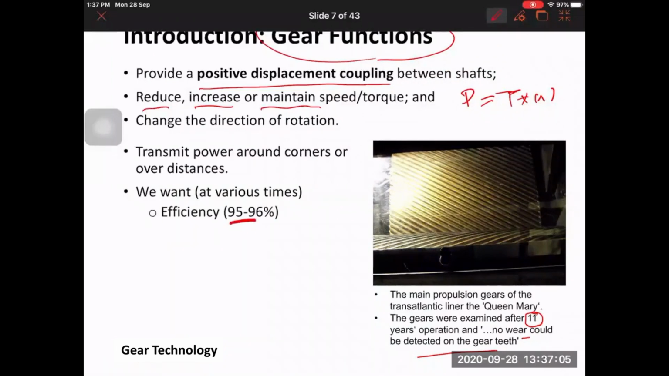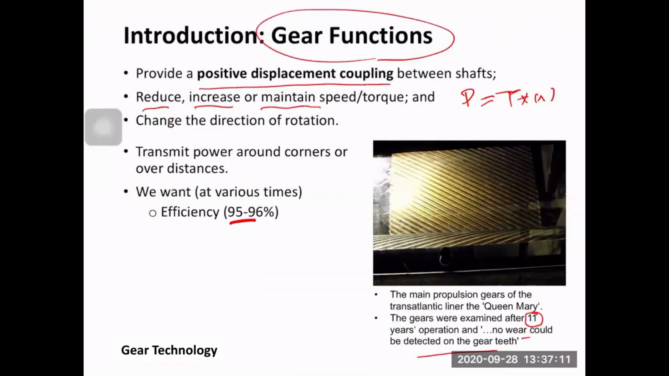So what we want from gears, actually, is to provide efficiency, which is there. Gears can provide 95 to 96% efficiency, for example. The power loss is very, very small. They are reliable. In an example like this, after 11 years, there was no sign of wear or damage. So they work for a long time without damage or breakage.